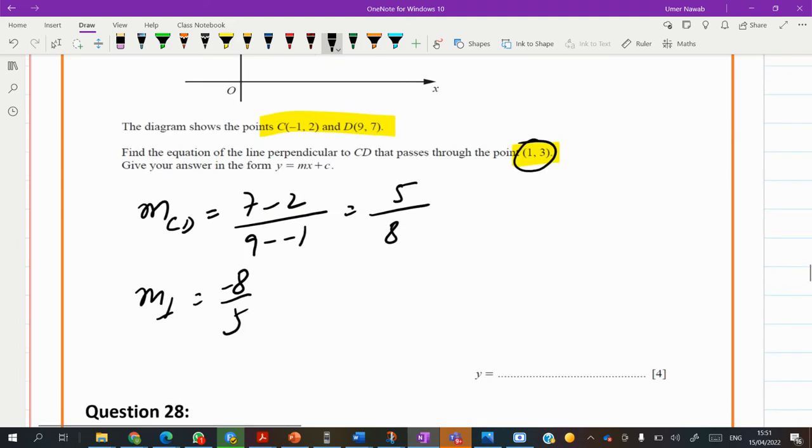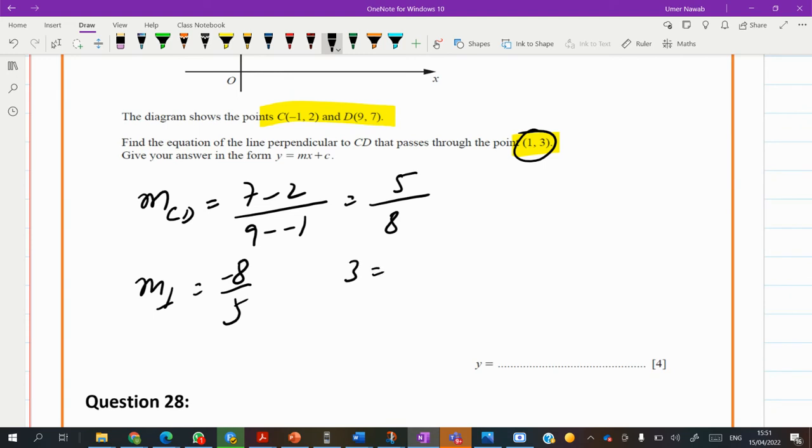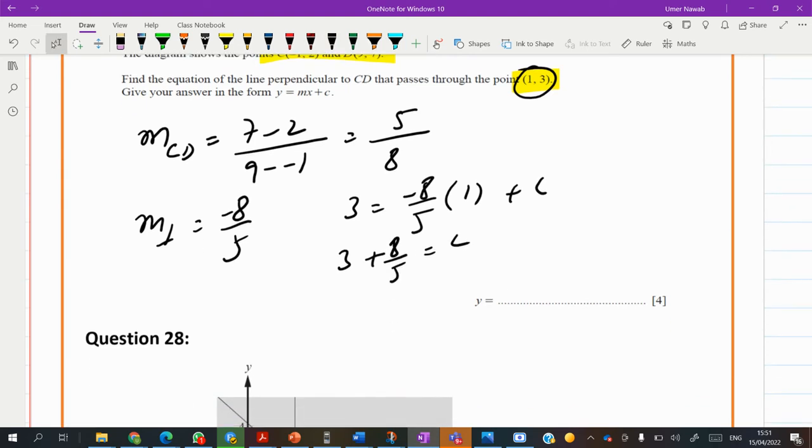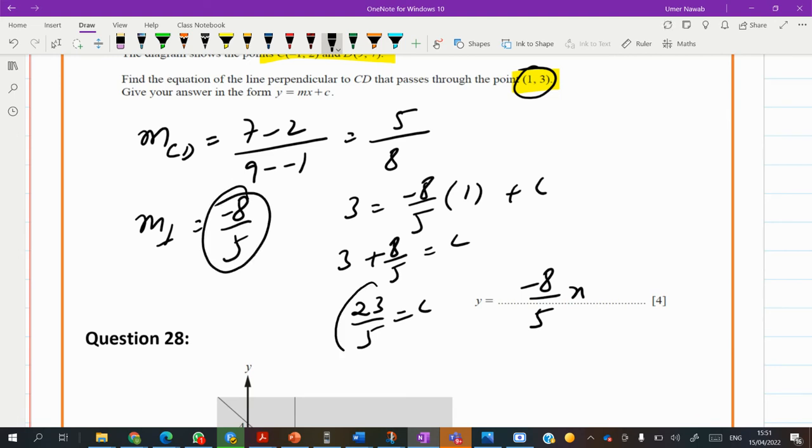It is passing through (1, 3). 3 is equal to minus 8 over 5 times 1 plus c, so 3 plus 8 over 5 is equal to c. 15 plus 8 is 23 over 5, which is equal to c. So the equation is y equals minus 8 over 5 x plus 23 over 5.